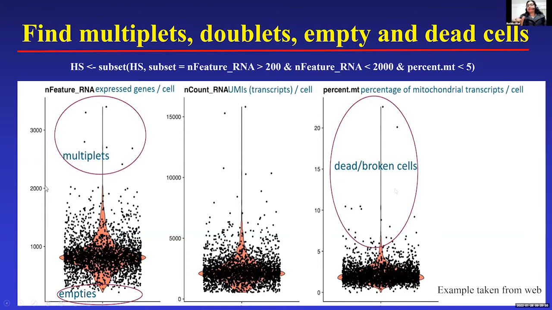But what about dead and broken cells? For that, I go to the percentage of mitochondrial transcripts and see what percentage of mitochondrial genes is outside the average bin here. If I keep 5 as a threshold, which covers almost all of the cells I would like to see in my downstream analysis, I will be sure that anything above that would be dead and broken cells, because they are behaving differently than the average cells in this bin. So this is how we get rid of empty cells, multiplet cells, and dead and broken cells.